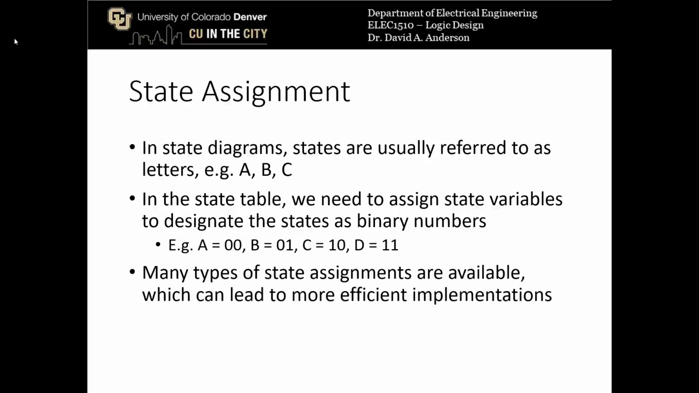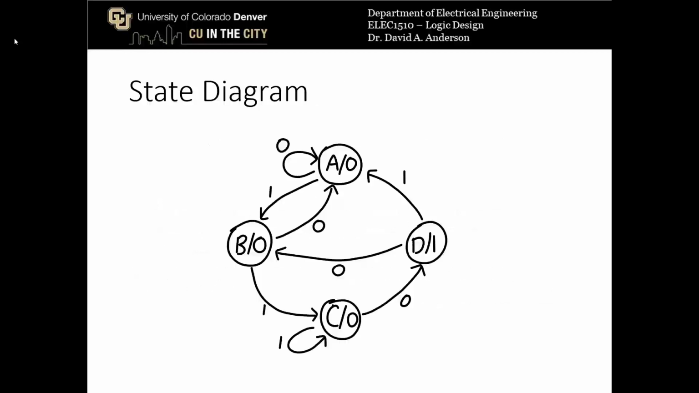Many types of state assignments, other than the naive state assignment, are definitely available, and many of them can lead to more efficient implementations in the circuitry. So that means reduced gates for the logic functions that implement the flip-flop inputs. So let's work with an example state diagram that we're going to implement.